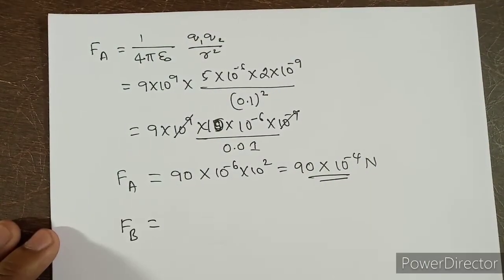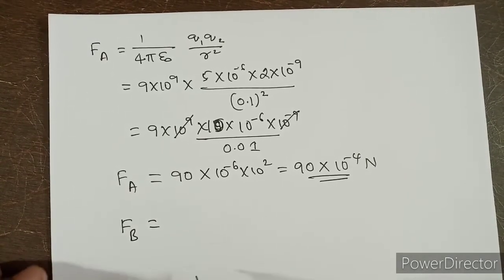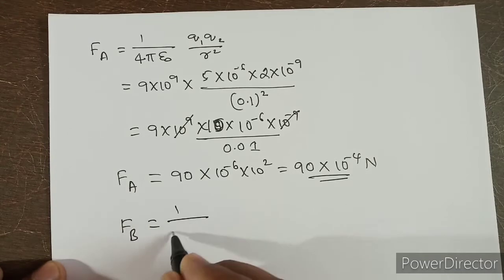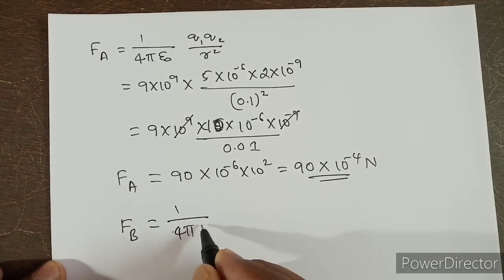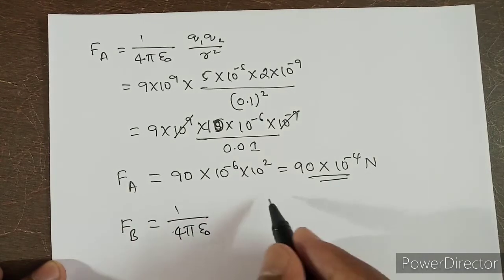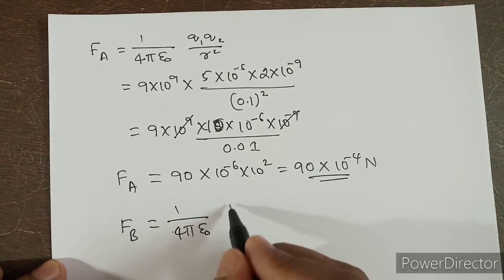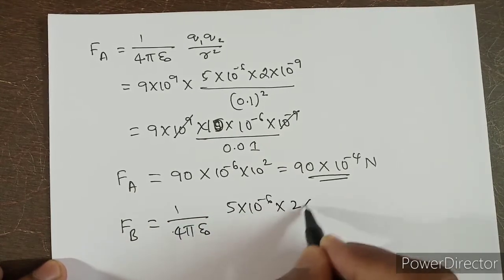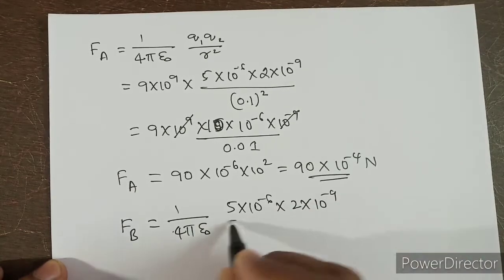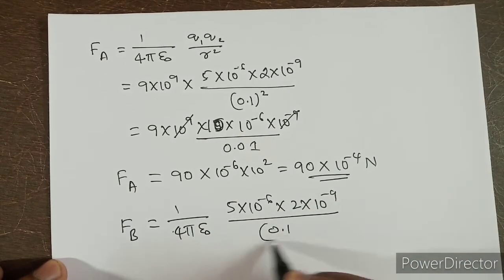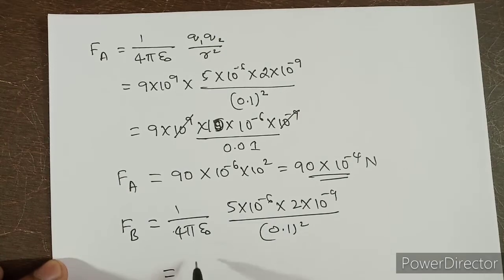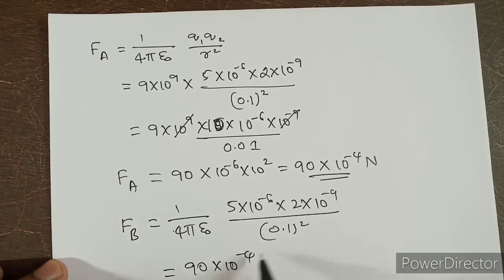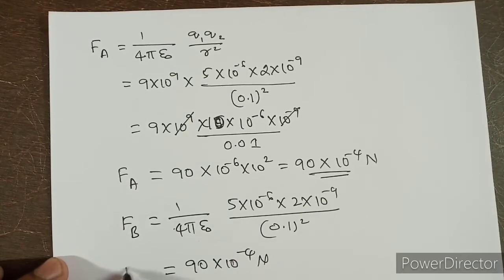In the same manner, the force on the test charge due to the charge placed at B is given by F equal to 1 over 4 pi epsilon naught, Q1 Q2 by R square. So Q1 is 5 into 10 to the power minus 6, into the test charge 2 into 10 to the power minus 9, divided by 0.1 whole square. That will also give you the same value. So that is FB.